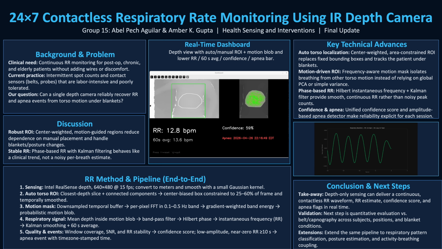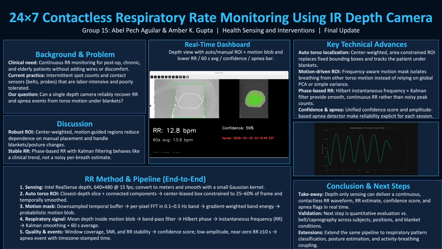And the quality and apnea: for each 8-second window, we look at RR average, a simple SNR metric, and RR stability. Those feed a 0-1 confidence score that surfaces how trustworthy a session is. In parallel, if breathing amplitude drops below a fraction of baseline and RR approaches 0 for at least 8 seconds, we raise an apnea event and timestamp it with the local time zone.